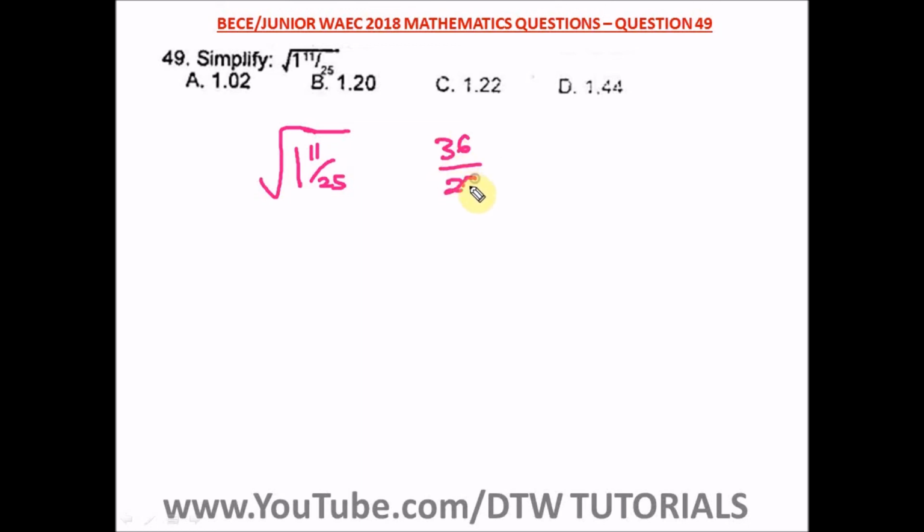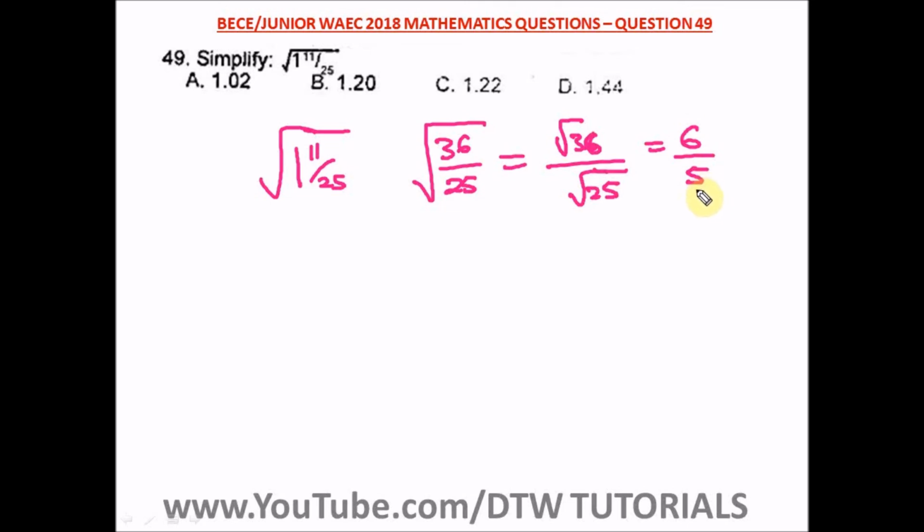So we have 36 over 25. So we have the square root of 36 over 25, which is the same thing as saying the square root of 36 over the square root of 25. And from here we can easily find the square root of 36, which is 6, and the square root of 25, which is 5. So we have our answer as 6 over 5.